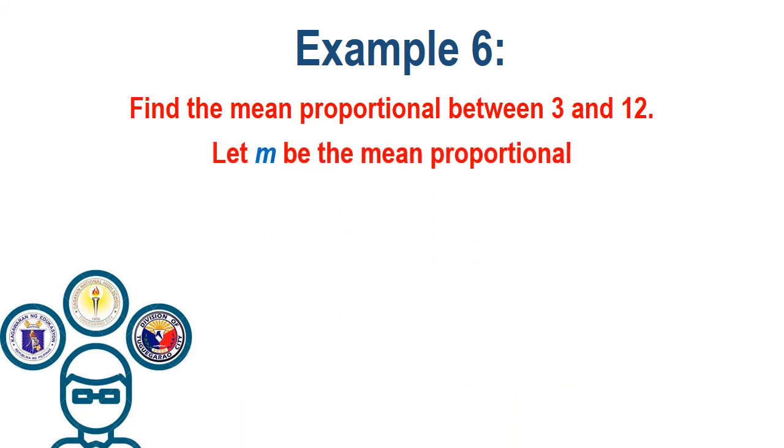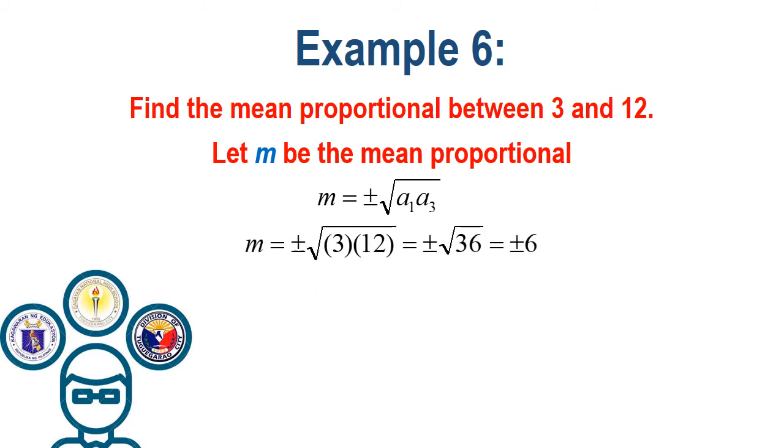We let m be the mean proportional. So m must be equal to positive negative square root of a sub 1 times a sub 3, which in this case are 3 and 12 respectively. So we have m, which is the mean proportional, is equal to positive negative square root of 3 times 12, which is the same as positive negative square root of 36, which is also the same as positive negative 6. Therefore, the mean proportional between 3 and 12 are positive 6 or negative 6.